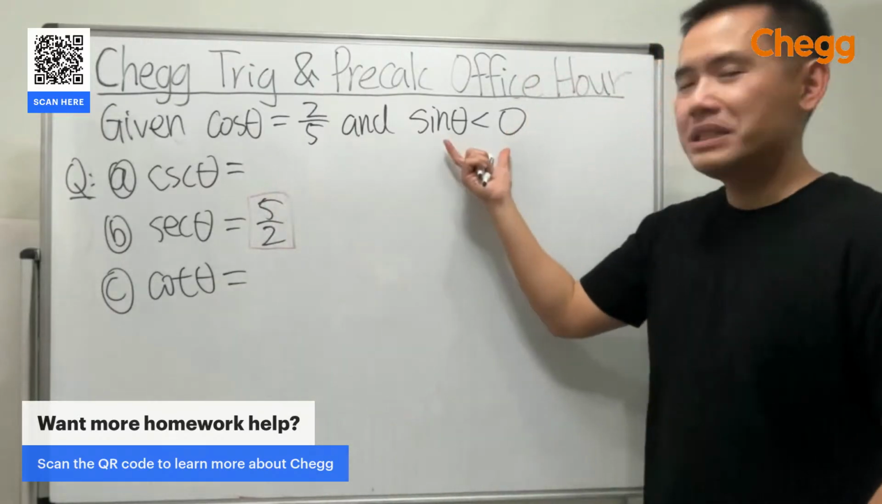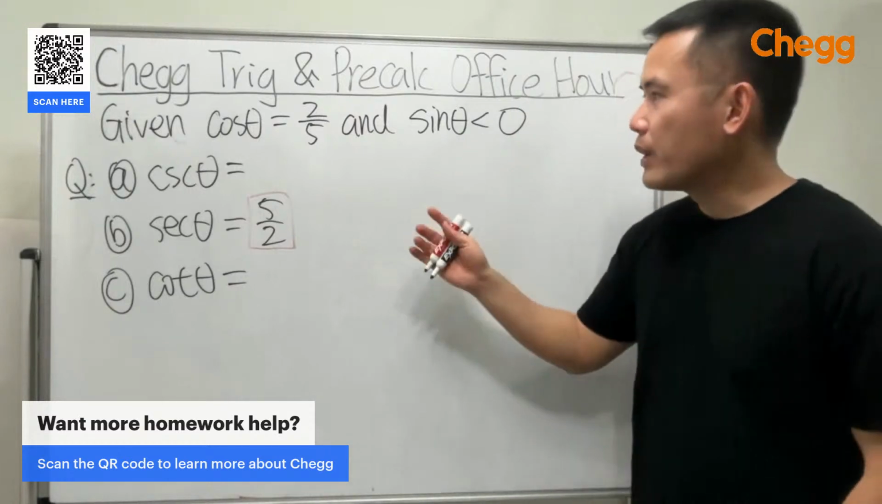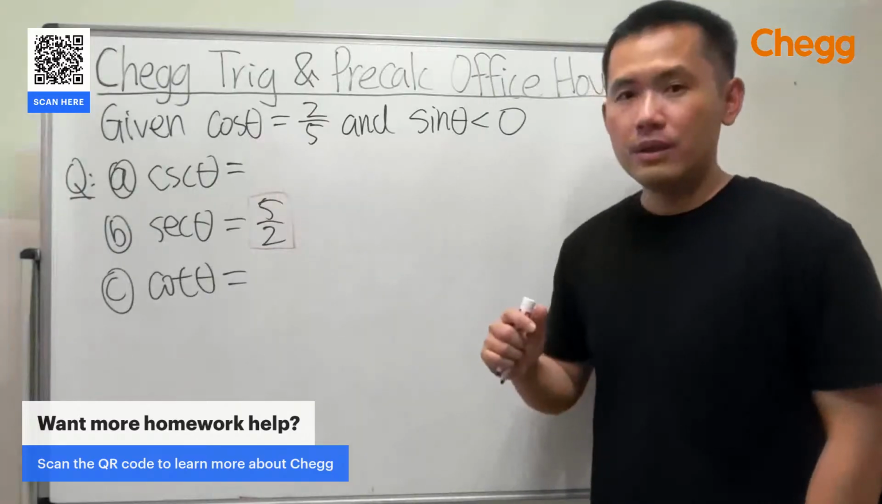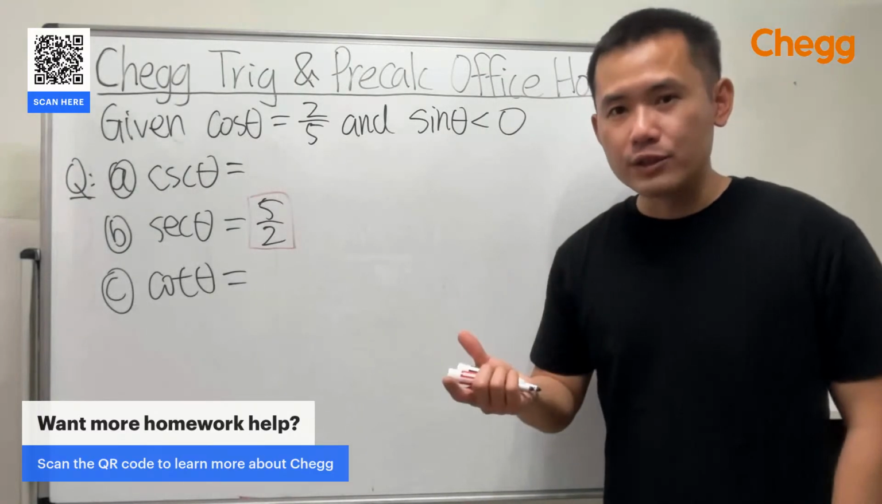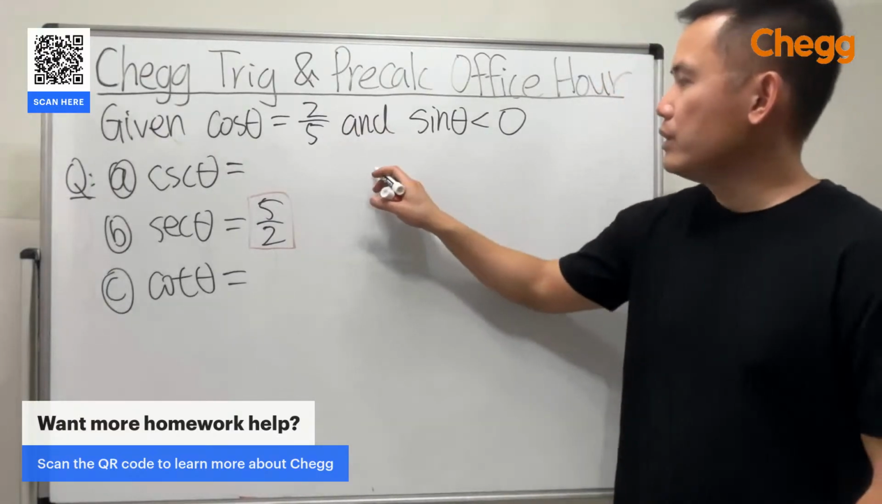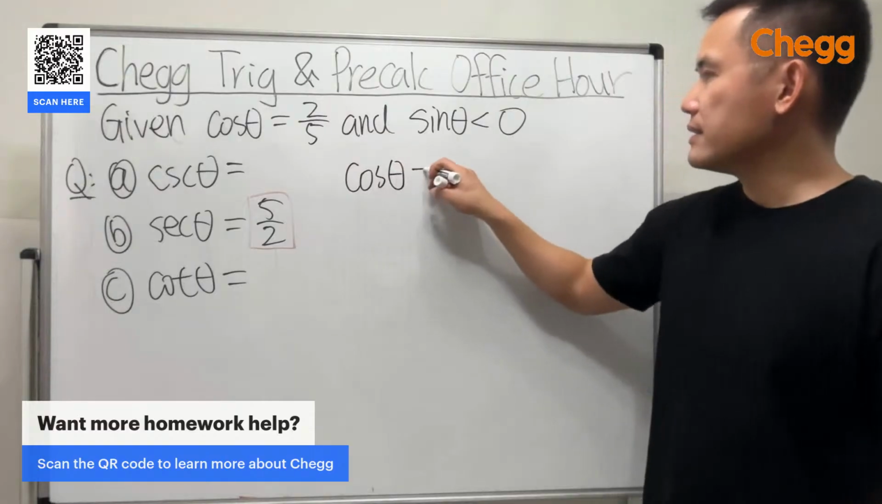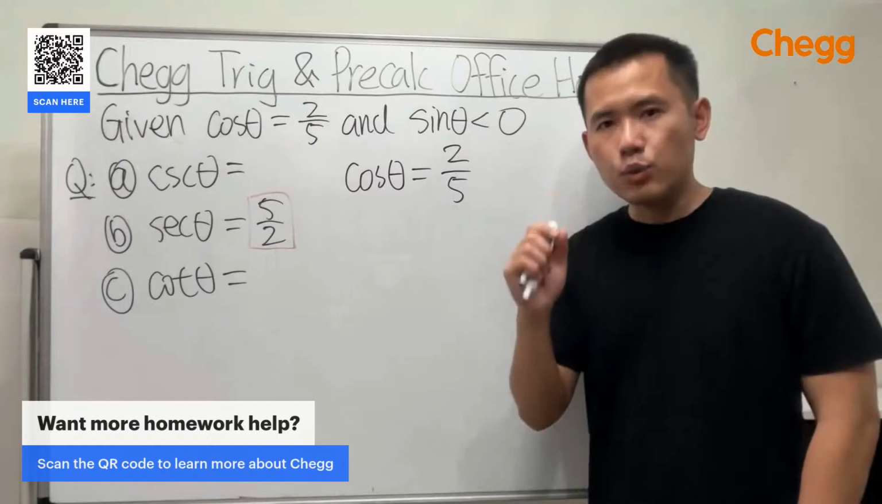And then, by the way, what exactly is this doing, right? Yes, you can use a calculator to figure out the angle, but you don't have to. The key right here is to draw a reference triangle based on this right here. So let's have a look. We know that cosine theta is equal to 2/5. You can draw this on the xy plane.